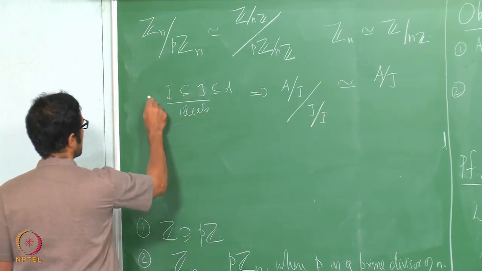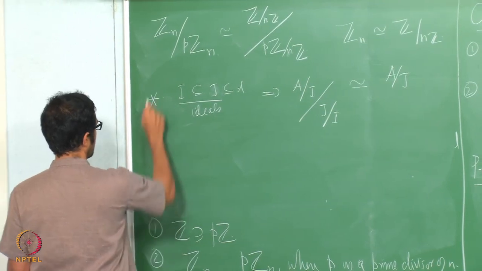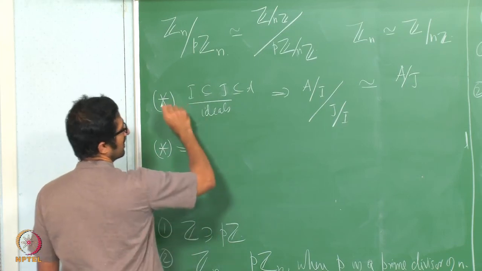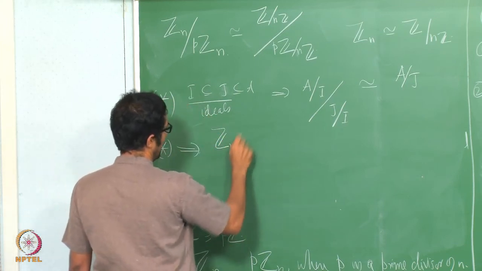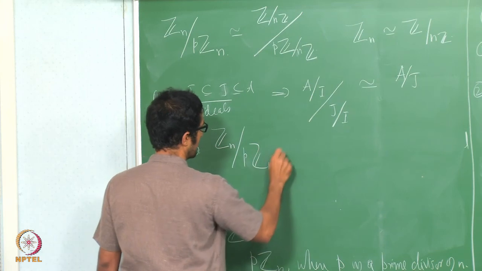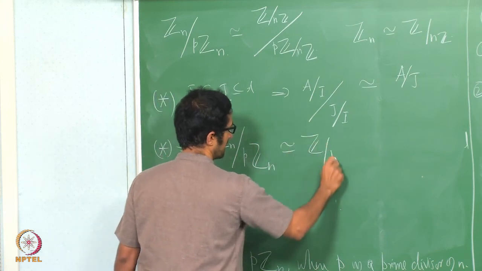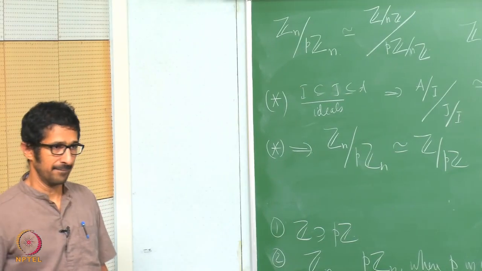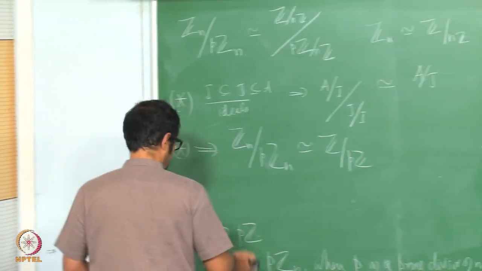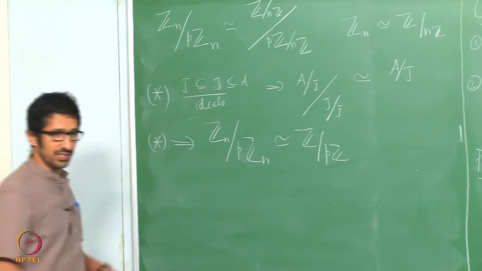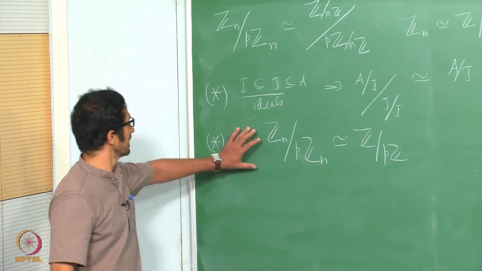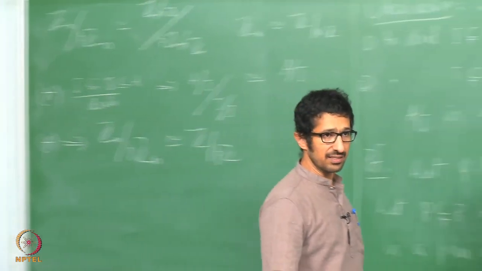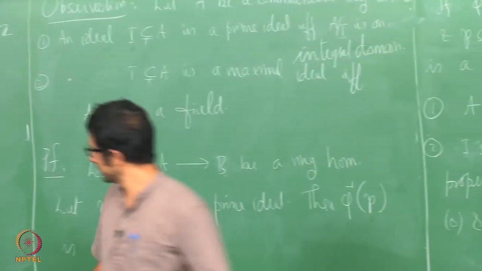So using this star implies that Zn mod pZn is isomorphic to Z mod pZ, which is a field. Okay. And you should in fact prove that any maximal ideal of Zn is of this form. You cannot have any other maximal ideals.